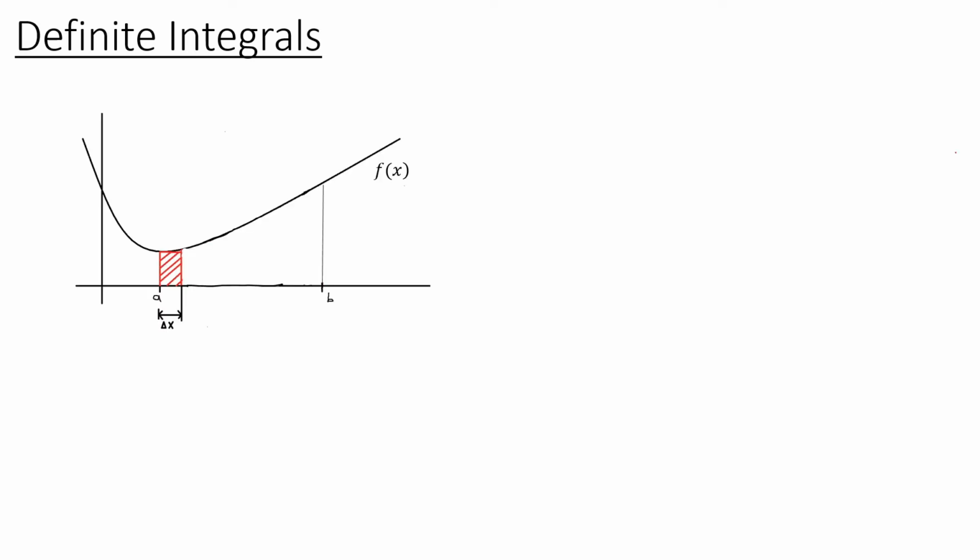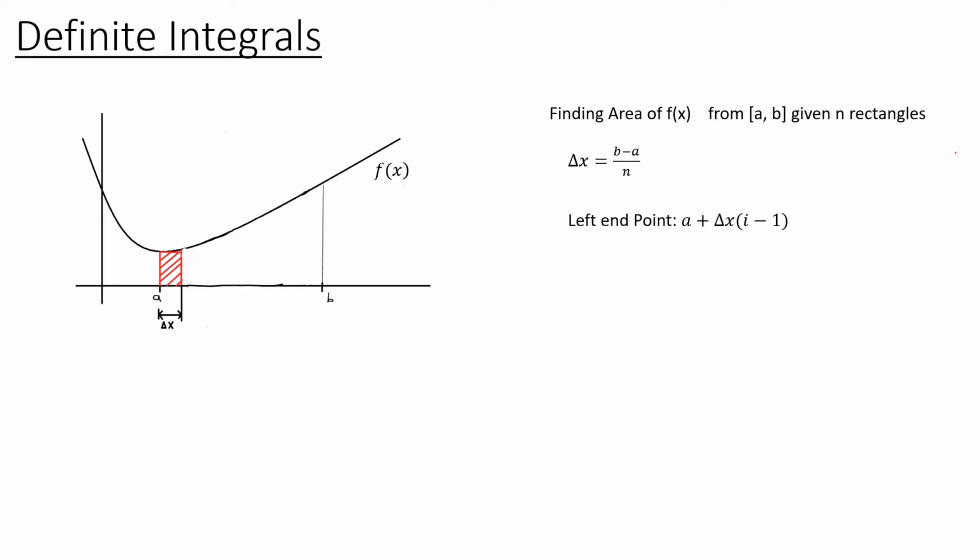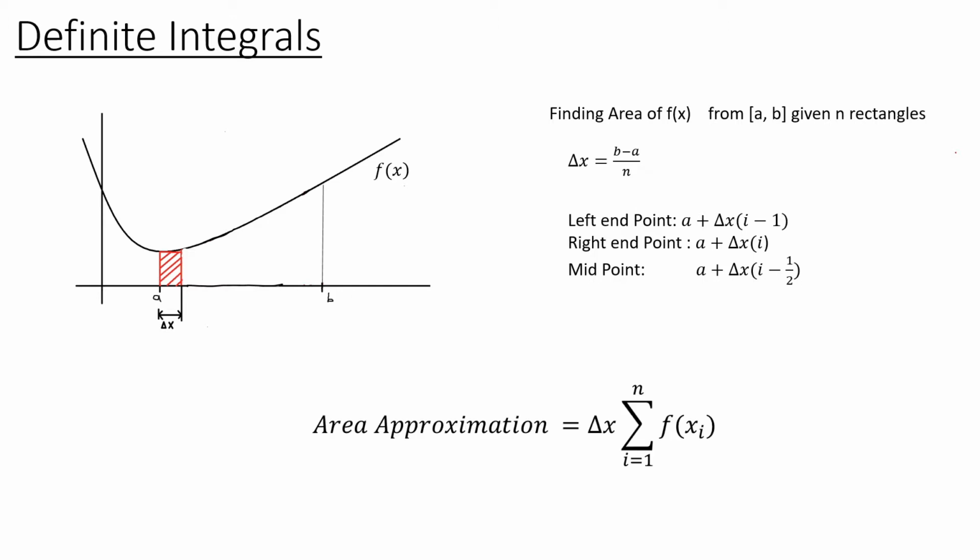Today's lesson is called definite integrals. Last time we talked about how to approximate the area using rectangular shapes, and the width of the rectangular shape we call delta x. We could either use the left endpoint, right endpoint, or the midpoint of the rectangular shape to approximate the area by adding those rectangular shapes.